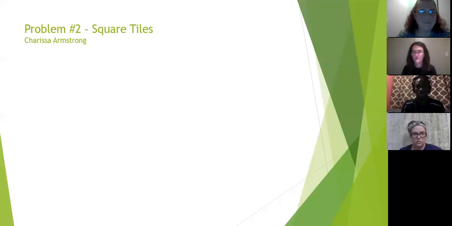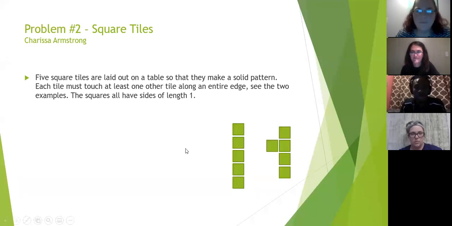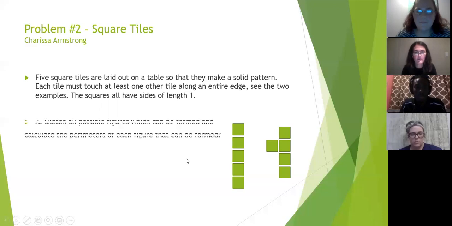Okay, problem number 2. 5 square tiles are laid out on a table so that they make a solid pattern. Each tile must touch at least one other tile along an entire edge. See the 2 examples. The squares all have sides of length 1. There we go. Those are my examples. Sketch all possible figures which can be formed and calculate the perimeters of each figure that can be formed. And the perimeter is the distance around each figure.